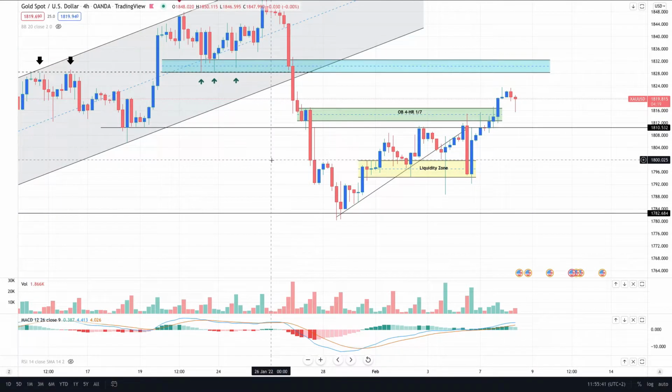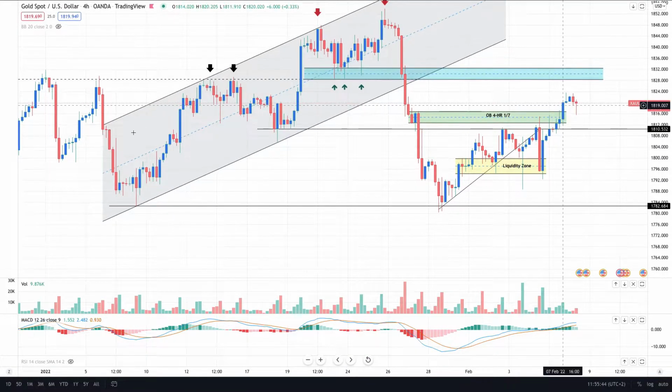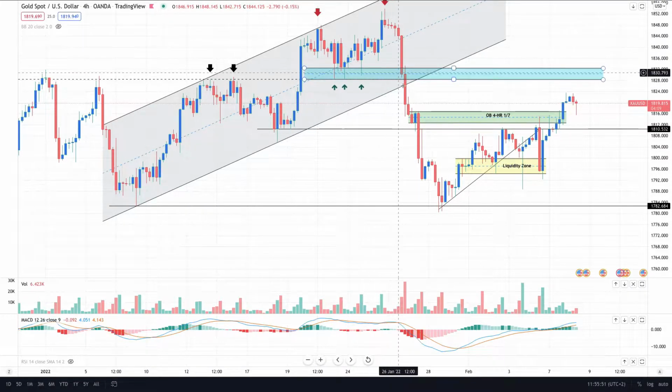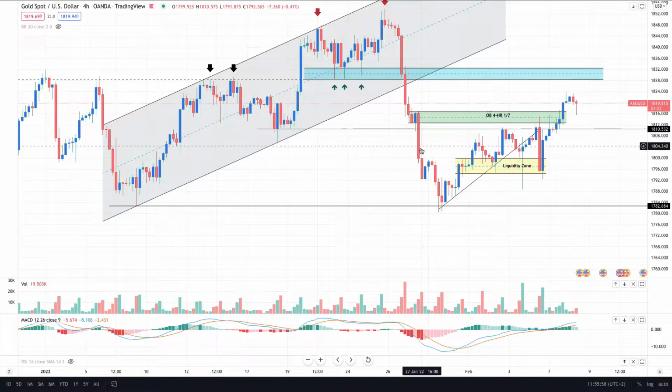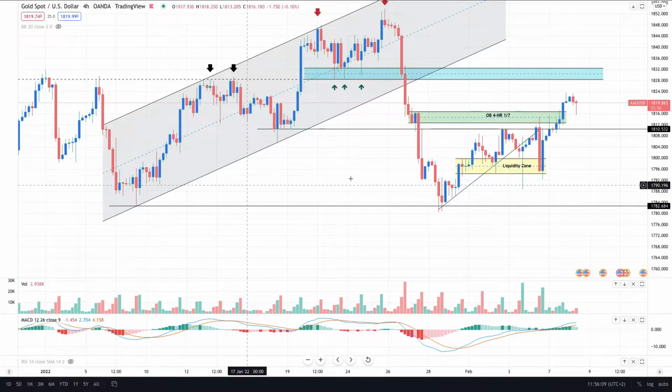We can see price broke out of this ascending channel that started on the 7th of January, right? It impulsively broke it. It pierced through the support zone, which was around the 1810 level, quite hard, and came down and tested this critical support zone, which is coincidentally where the channel began, at around the 1782, 1783 mark.